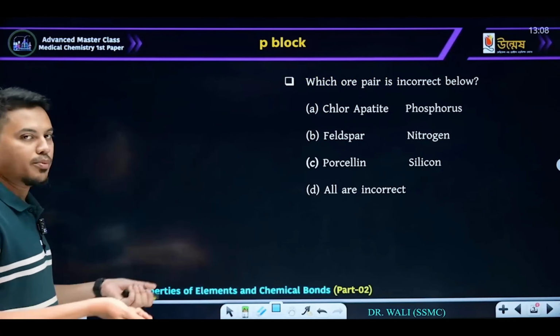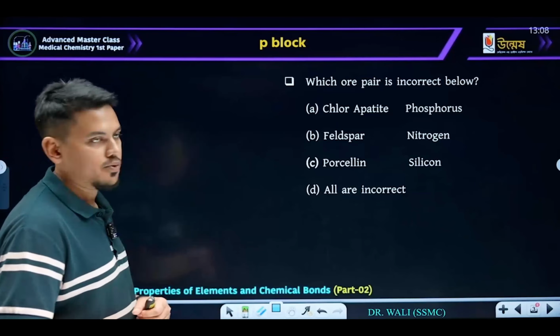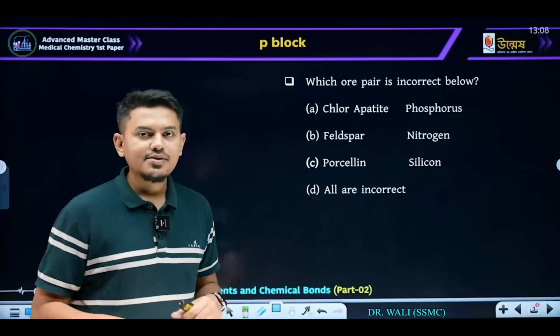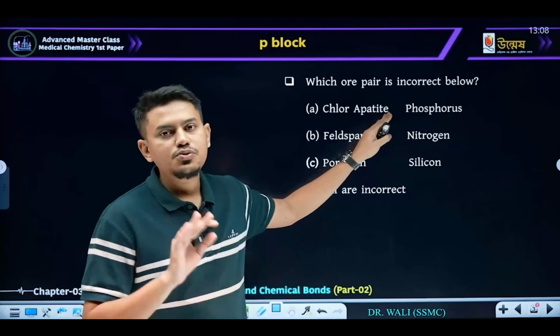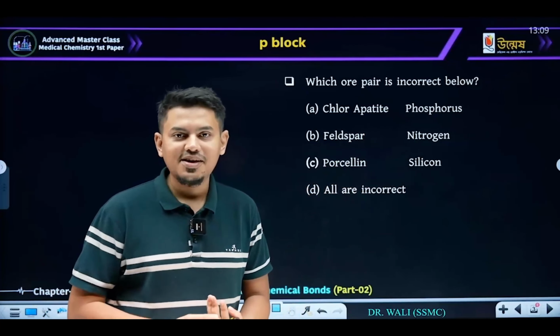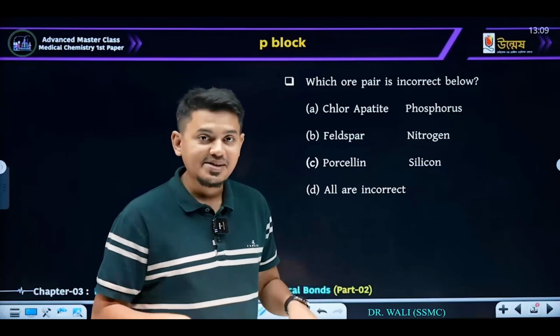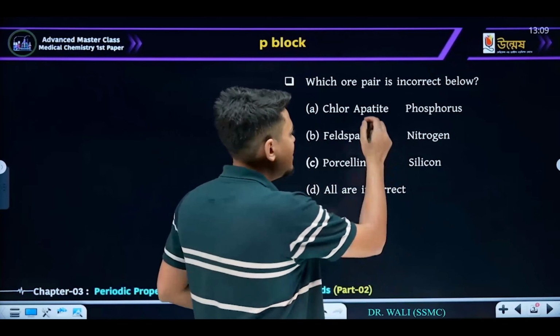Here, a question appeared from our previous class: which pair is incorrect below? If we don't know anything about it, let me show you some tricks so that we can easily recollect those. When you say apatite, you should not think about something that fills up your stomach. You should think about phosphorus. That's why it is correct.